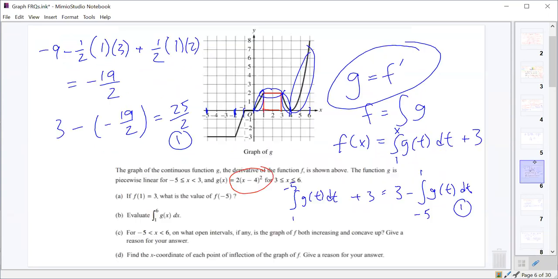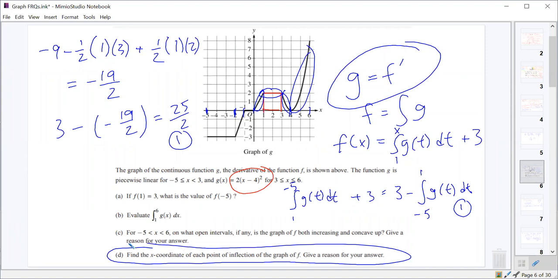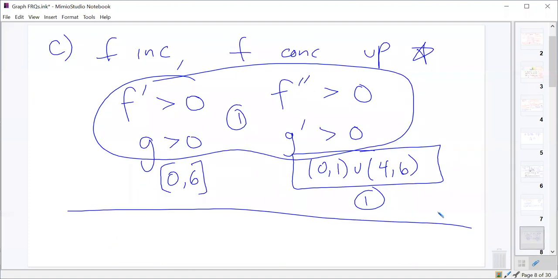Okay. All right, part D, find the x-coordinate of each point of inflection for f. So if f has a point of inflection, what does that tell you? If f has a point of inflection, f double prime needs to change signs, right? Has to go from positive to negative at a point. Well, if f double prime is changing signs, that means that g prime needs to change signs, because f double prime is g prime.